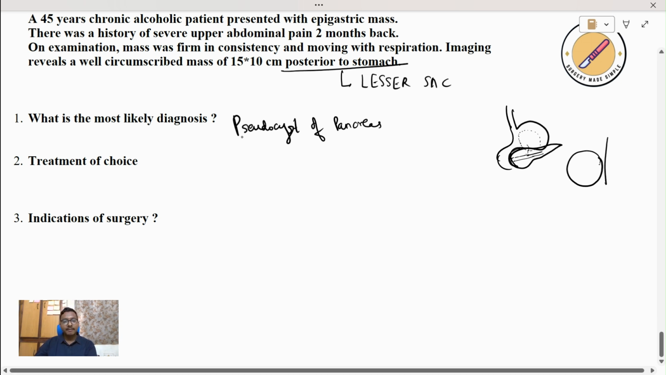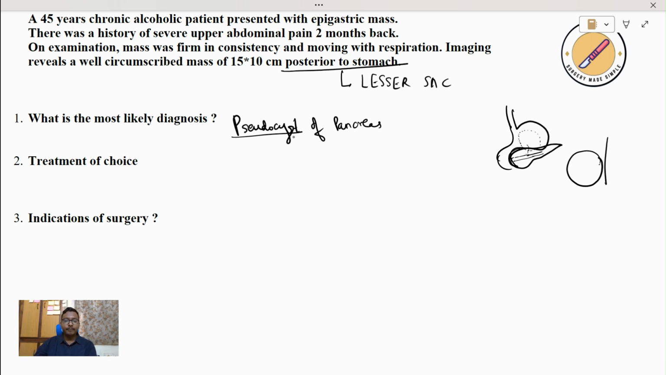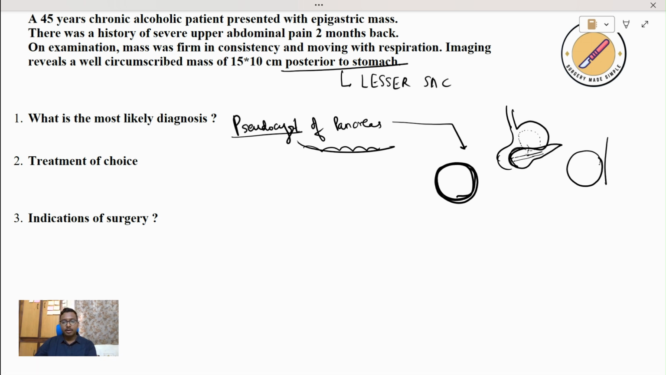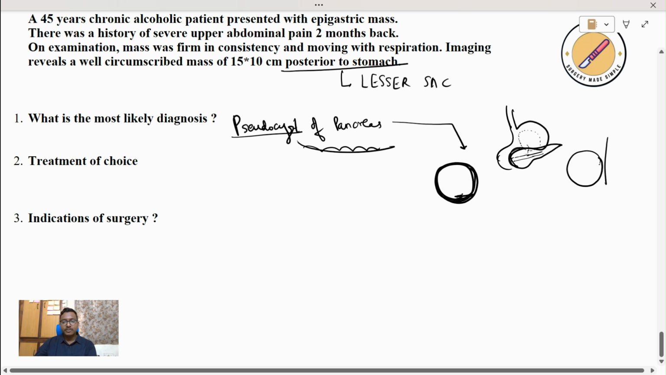Why is it called pseudocyst anyway in the first place? Why is it not a true cyst? Normally, when do you say a cyst is true? When it is lined by true epithelium. Whereas the pseudocyst is not lined by true epithelium. This is just lined by fibrous tissue, nothing but a granulation tissue. It's a collection of fluid which is surrounded by a fibrous or granulation tissue. That is why it is called pseudocyst. Okay, right. Next, what is the treatment of choice?